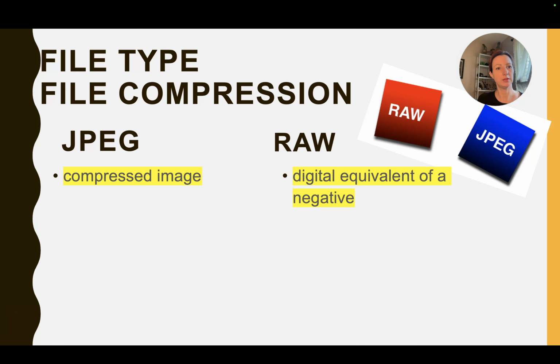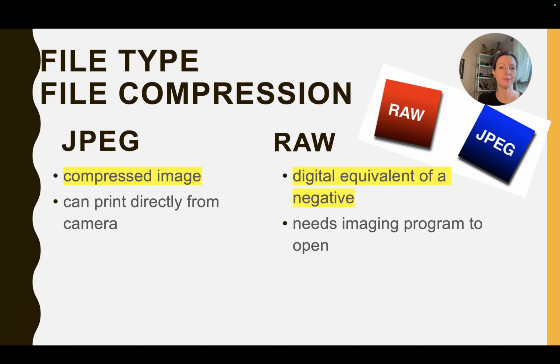With a RAW file, it's kind of like a negative. It captures every single bit of light that hit that image sensor it's saving. So it doesn't do any kind of compression. Whatever's on there is on there. So like I said, with JPEG you can just print directly from the camera. You don't need an image processing platform, nothing. You just take your memory card, go print.